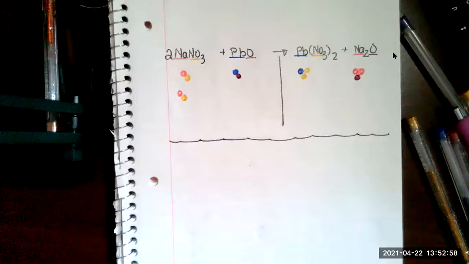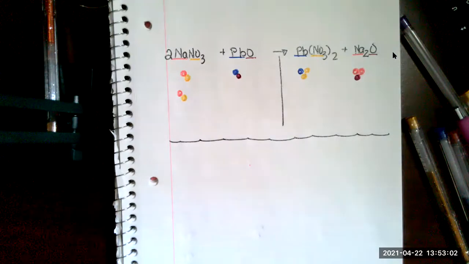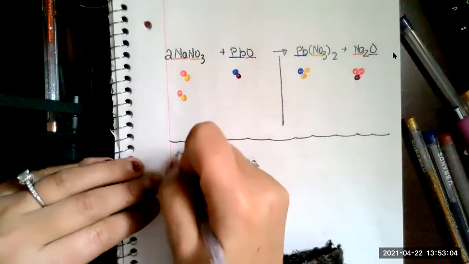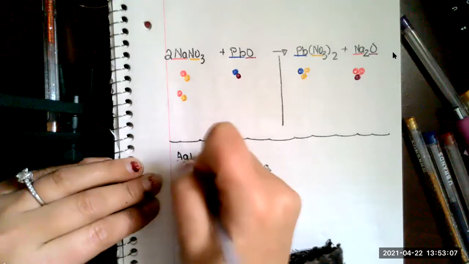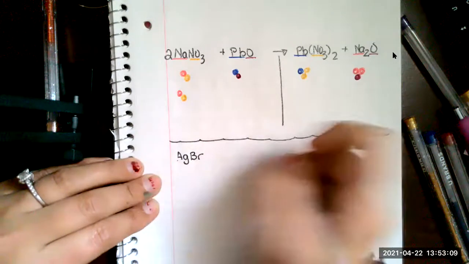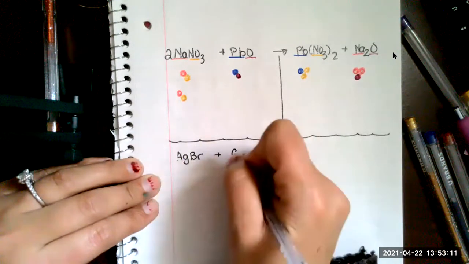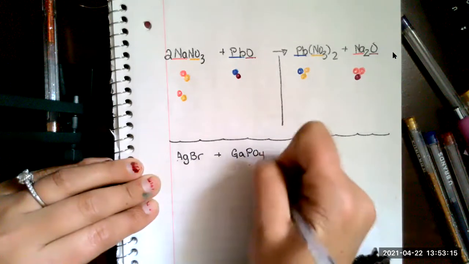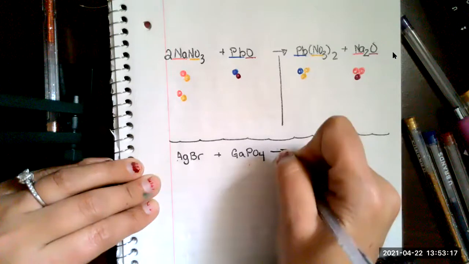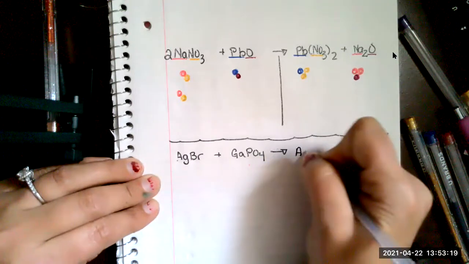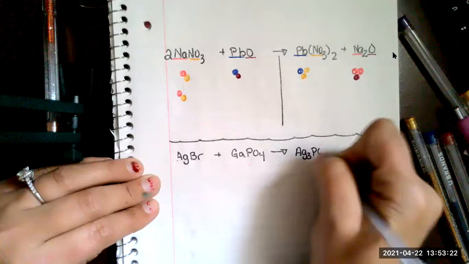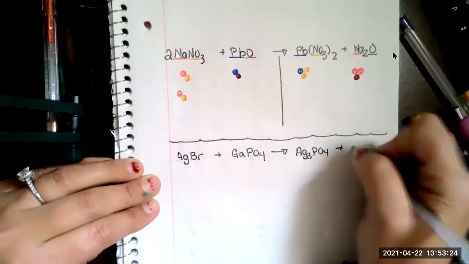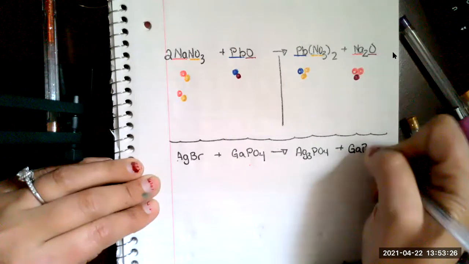Okay, let's do one final example. So we're going to do AgBr plus GaPO4, which will form Ag3PO4 plus GaBr3.